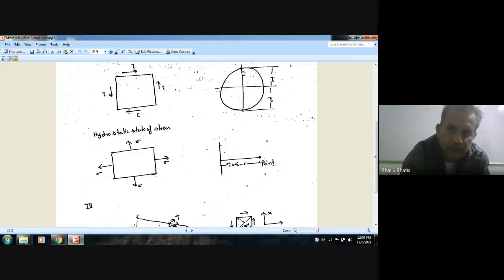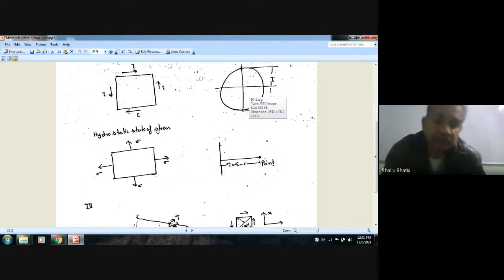So this is the final point. This point and this point will be on the circle, and this will be the center, and draw the circle. So this is the Mohr circle for pure shear.